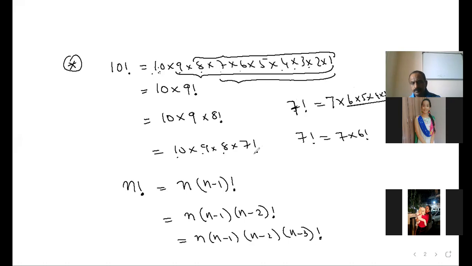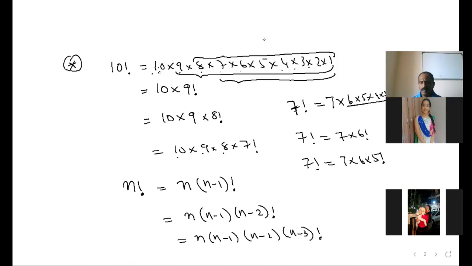Correct or wrong? Yes, sir. It can also be written as 7 into 6 into 5 factorial. बराबर है कि नहीं? Yes. So any number, any factorial number, you can keep on reducing like that. N factorial can be written as starting from the same number, times one lesser factorial, that you can keep on reducing. Is it fine?